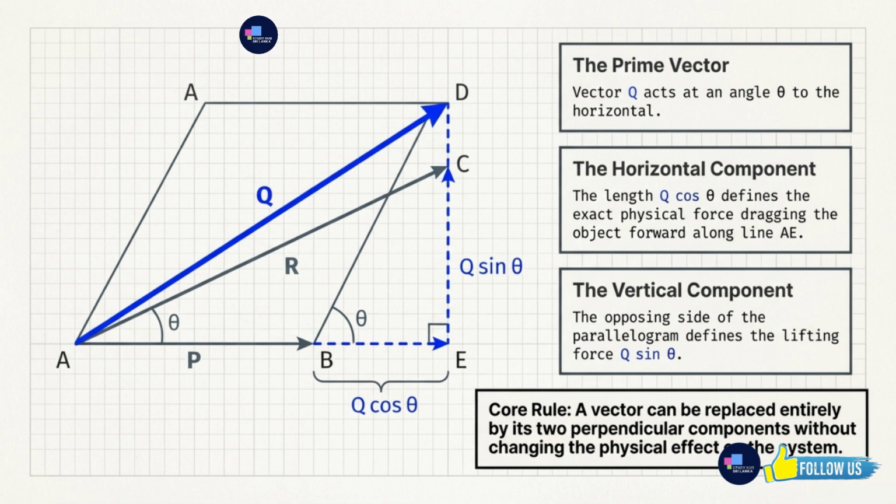And the rule is simple, children. The part that is next to the angle, the adjacent component, always gets the cos, so it's Q cos theta. The part that is opposite the angle gets the sine, so that's Q sine theta. This is your bread and butter for mechanics, so make sure you've got it.